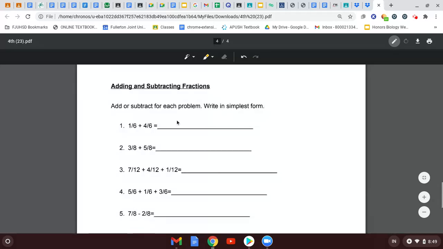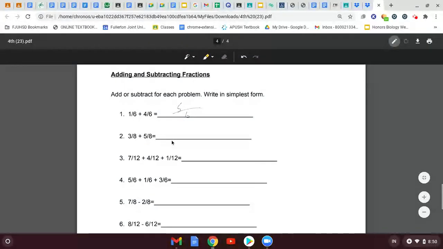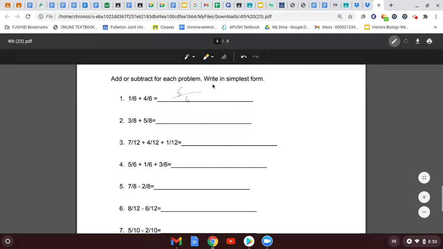Adding, subtracting, we've done this before. This would be 5 sixths because these have the same denominators, and so 1 plus 4 is 5. 5 sixths. Remember to make sure that it's in the simplest form. For example, number 2, this would be 8 eighths. However, in the simplest form, it would be just 1. Okay?